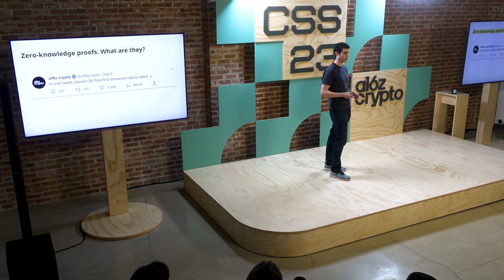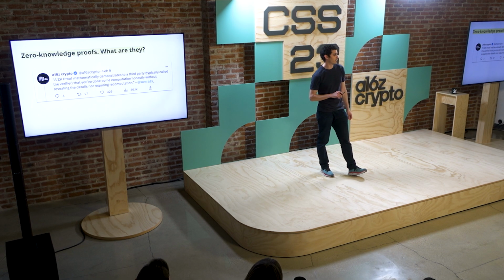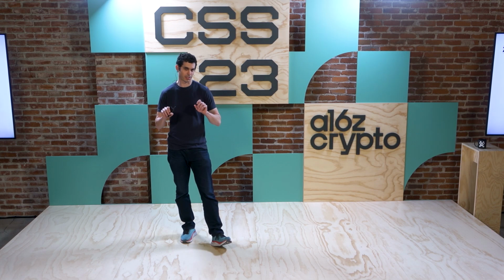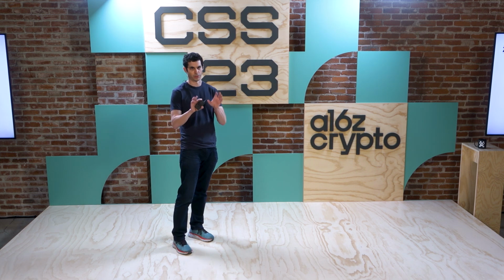So the tweets all had to grapple with this. Sam Ragsdale's tweet was first. He said, a zero-knowledge proof mathematically demonstrates to a third party, typically called the verifier, that you've done a computation honestly without revealing the details nor requiring recomputation. That property, not requiring recomputation, is a performance property. It says the verifier is really fast. So technically that's not what zero knowledge refers to. What zero knowledge does refer to is Sam's phrase, not revealing the details.